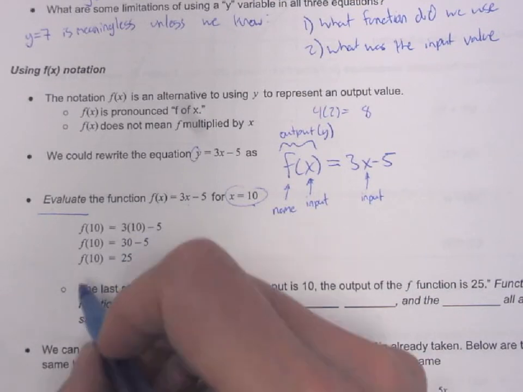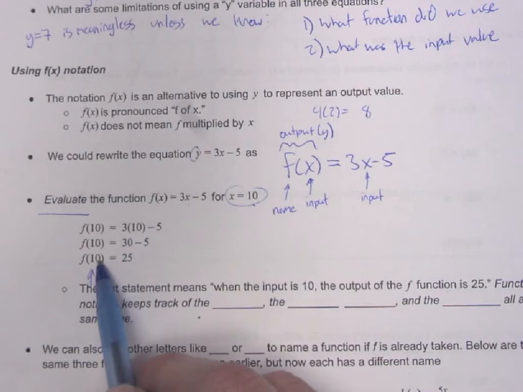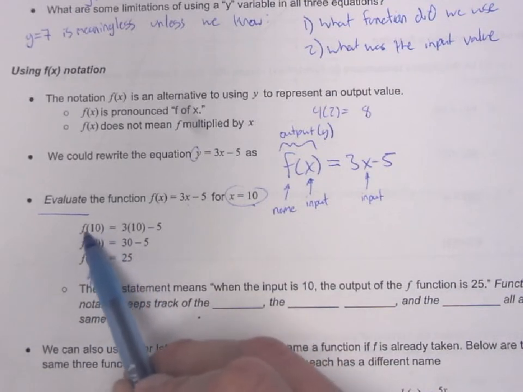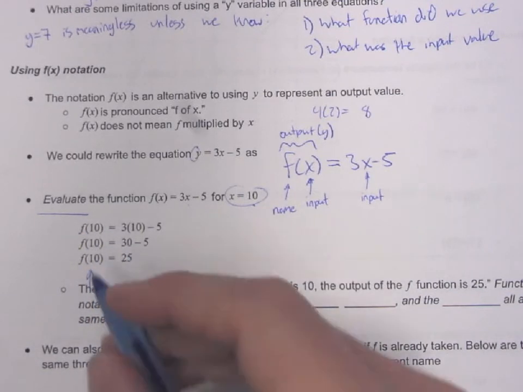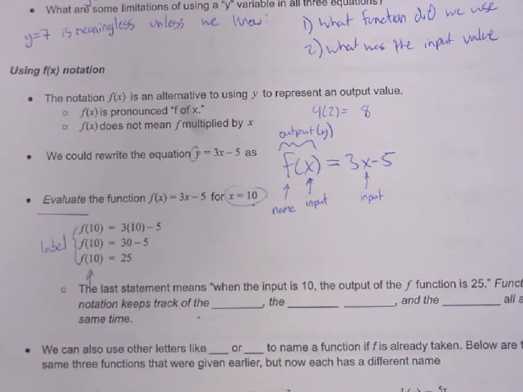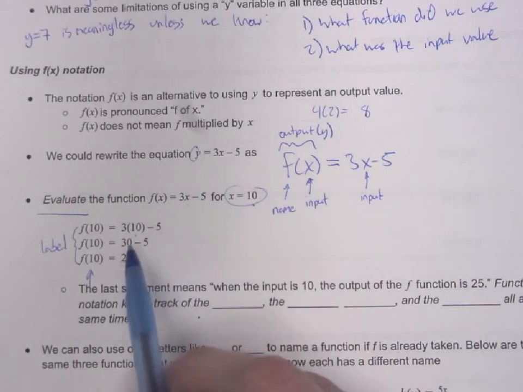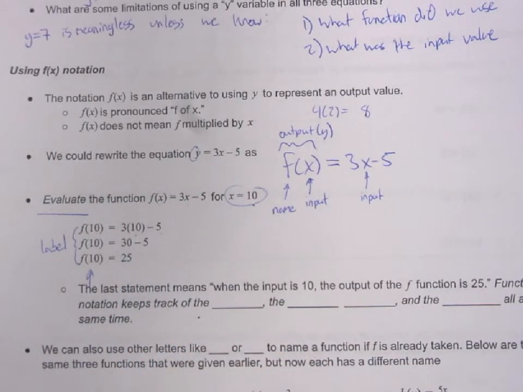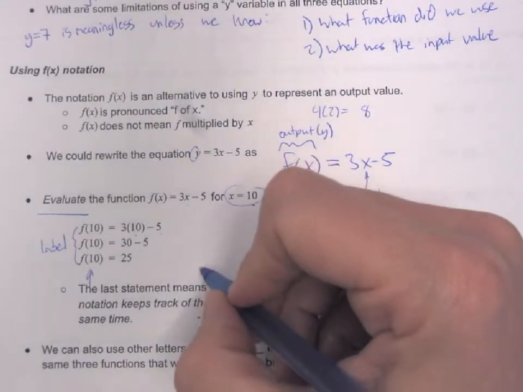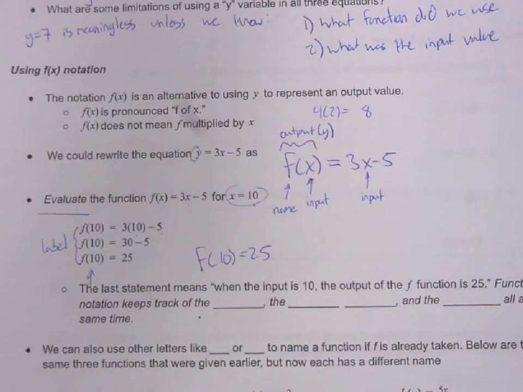Now on the right hand side, you'll notice that at every step, nothing changes. We don't do anything with this f of 10. It just stays the same. F of 10 is a label, but on the right hand side, we're actually evaluating. So 3 times 10 minus 5 would be 30 minus 5, which would be 25. So this right here, f of 10 equals 25, is a lot more information than just y equals 25.